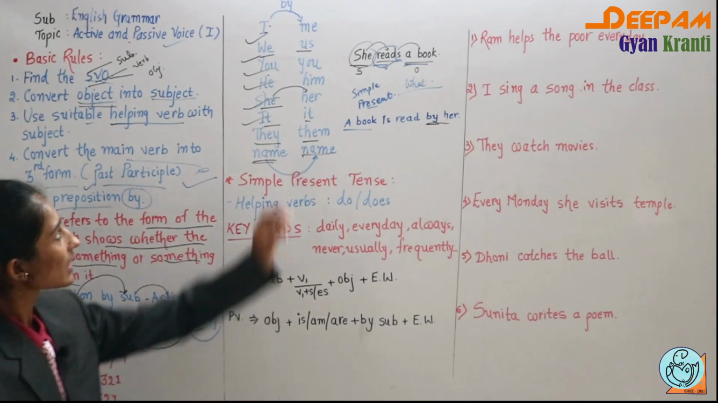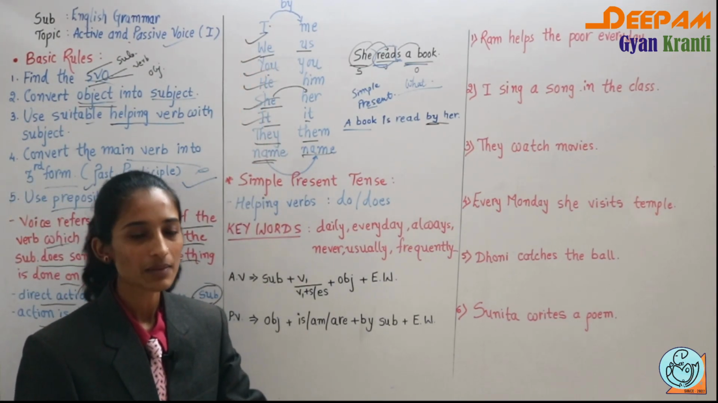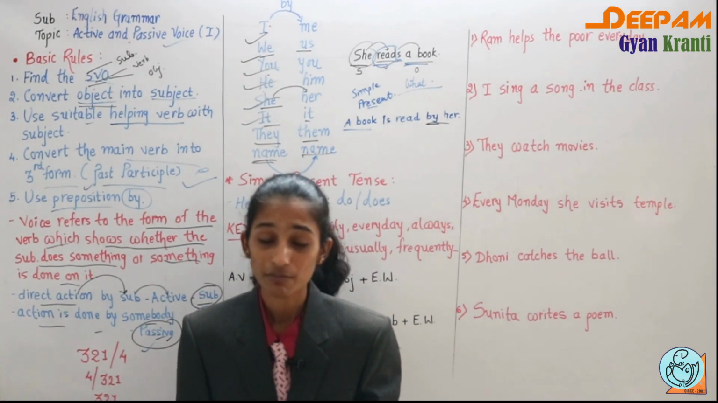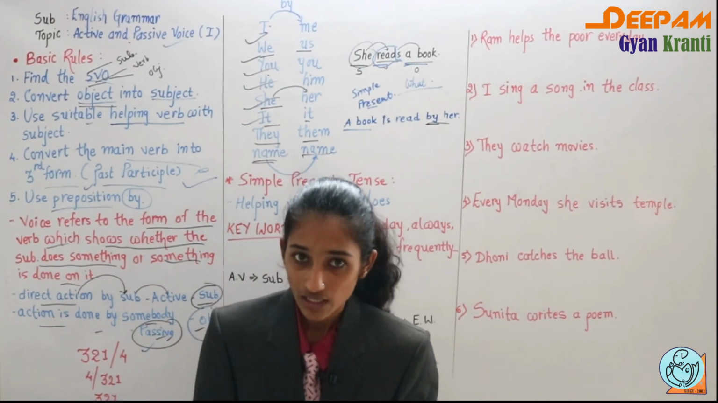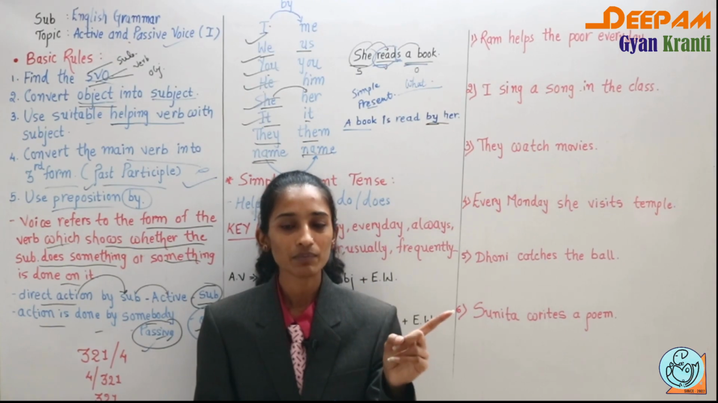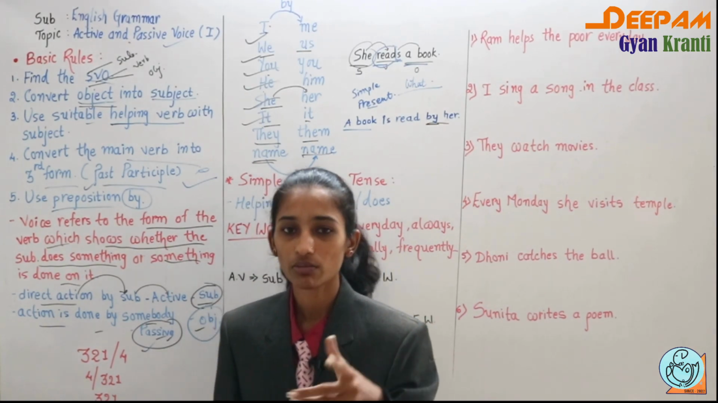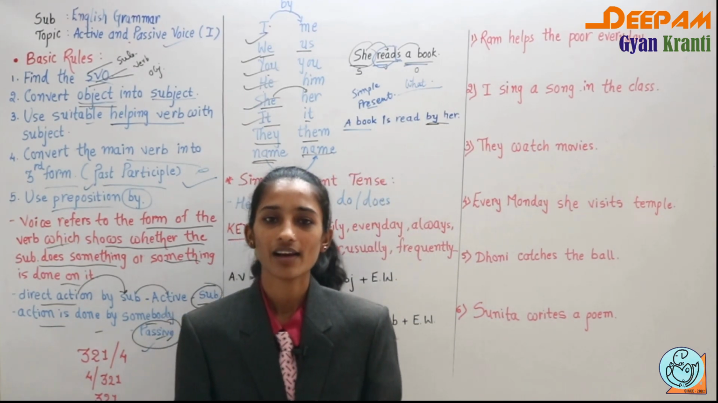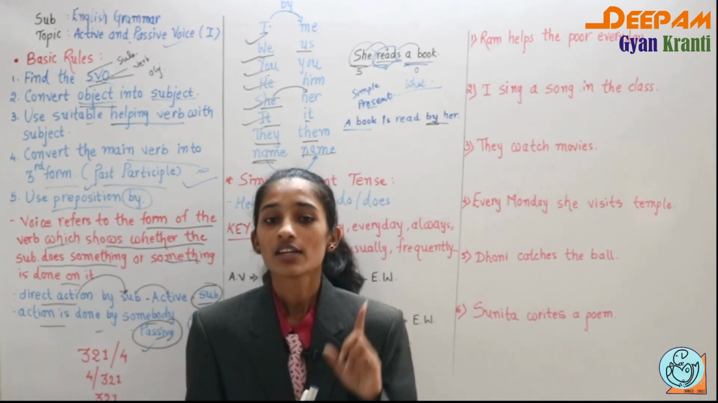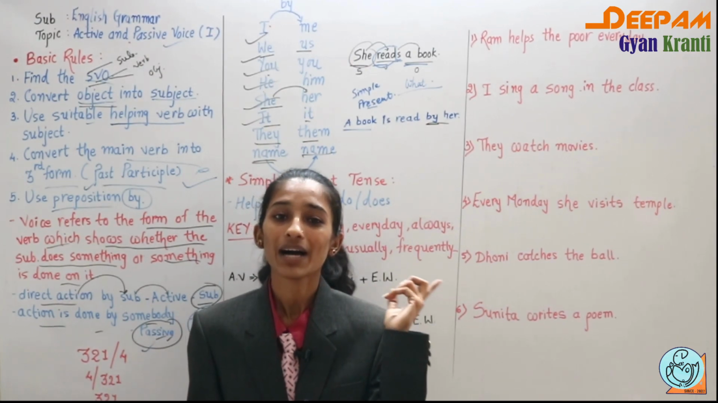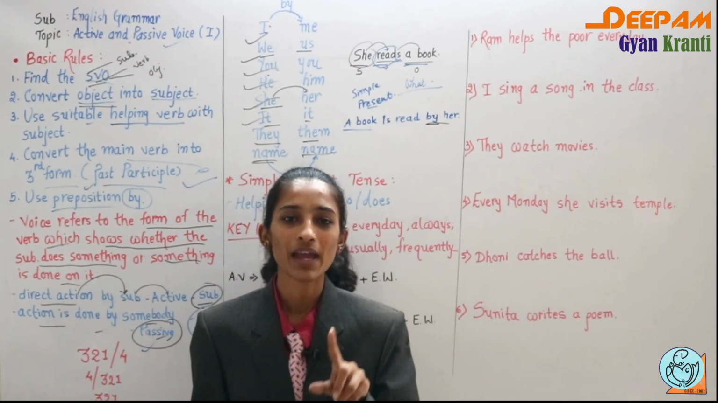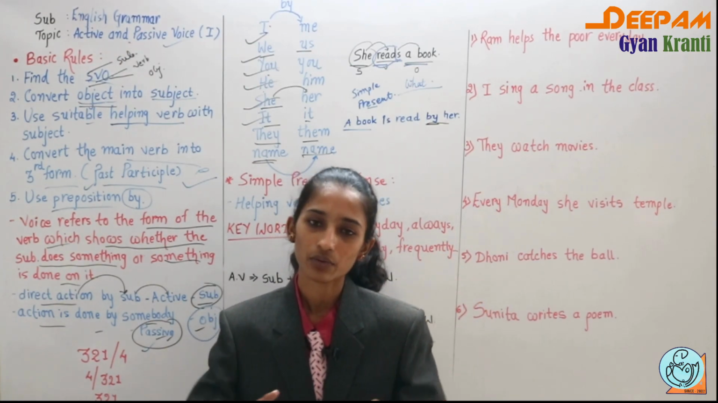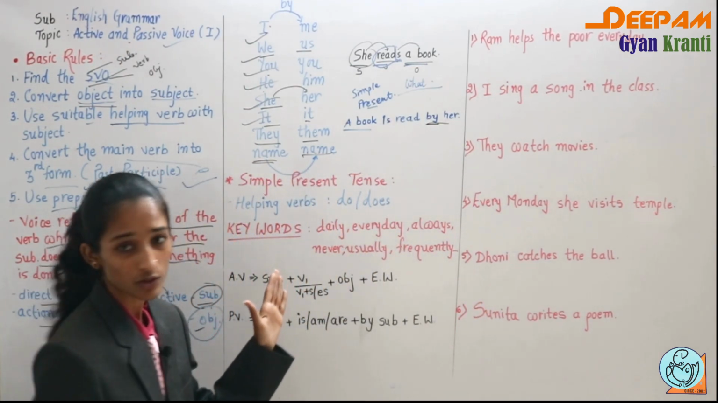If in a sentence I is given, the answer is by me. We, by us; you, by you; he, by him; she, by her; it, by it; they, by them; and a name, then by name. Again, speak with me. I, by me; you, by you; we, by us; he, by him; she, by her; it, by it; they, by them; and if any name is given, we have to use by name. So that is a basic concept.